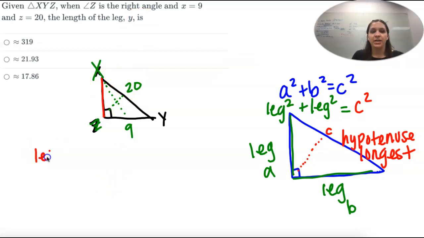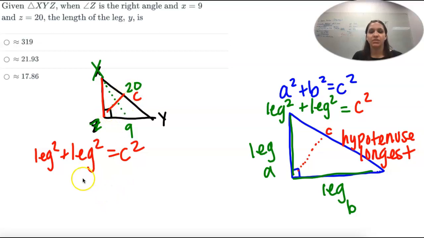Remember, leg squared plus leg squared equals c squared, which is the hypotenuse. For this one, it's 20, across from the right angle. I'll call the other leg X. Oh, we already have an X. I'll call it Y. It's across from Y. So Y squared plus 9 squared equals 20 squared.